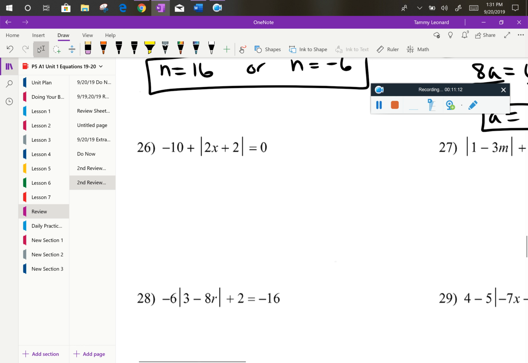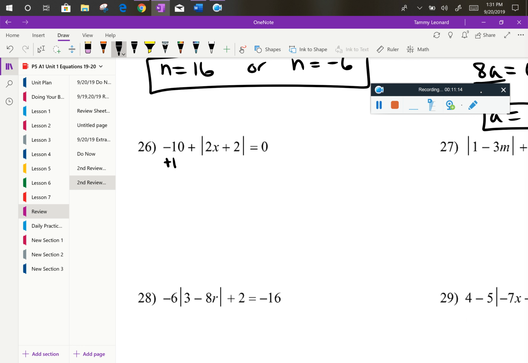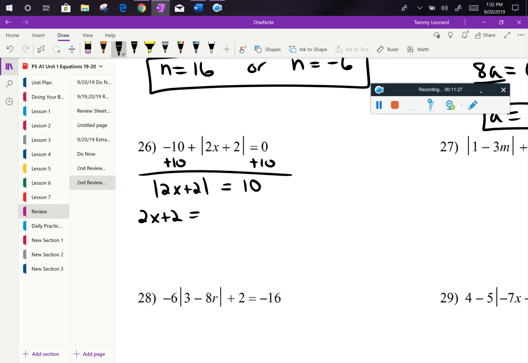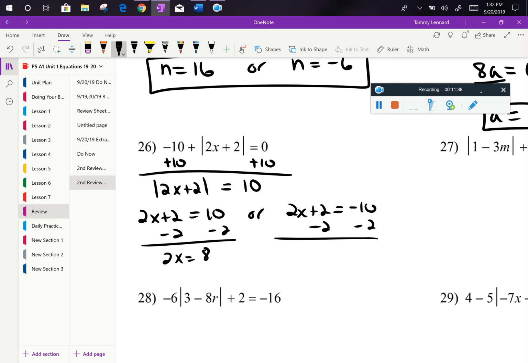For each of the next two problems, there's some stuff outside the absolute value. So we can't go straight to rewriting the equation. First, we have to isolate the absolute value. So we have the absolute value of 2x plus 2 equals 10. Now that the absolute value is alone, we can write the two equations. 2x plus 2 equals 10, or 2x plus 2 equals negative 10. If we subtract 2 from each side, we have 2x equals 8 and 2x equals negative 12. Dividing both sides by 2, we have x equals 4 or x equals negative 6.